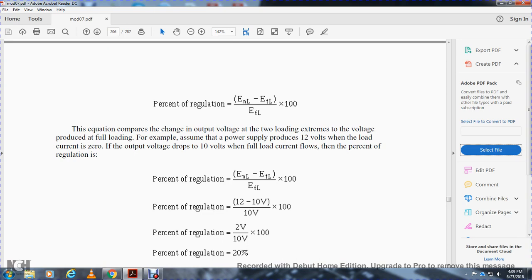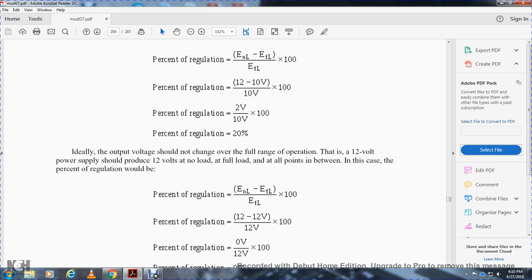For example, say the power supply is rated at 12 volts. With the load current at 0, the output voltage is 10 volts at full load current flow. The percent regulation is the voltage at no load minus the voltage at full load, over the voltage at full load, times 100. Would you get 20%?